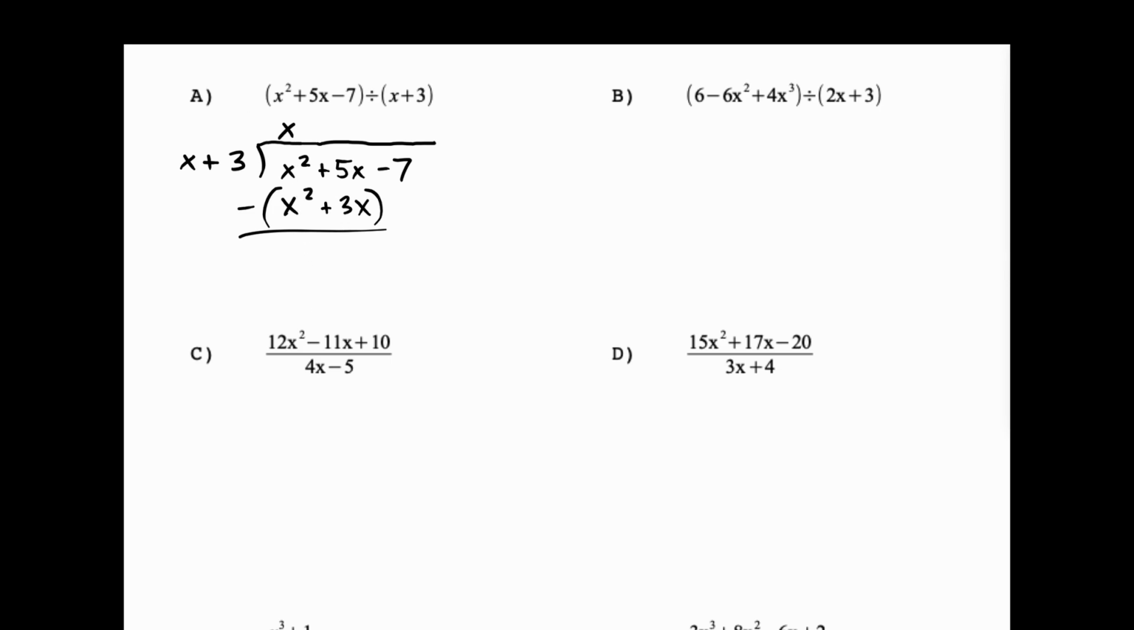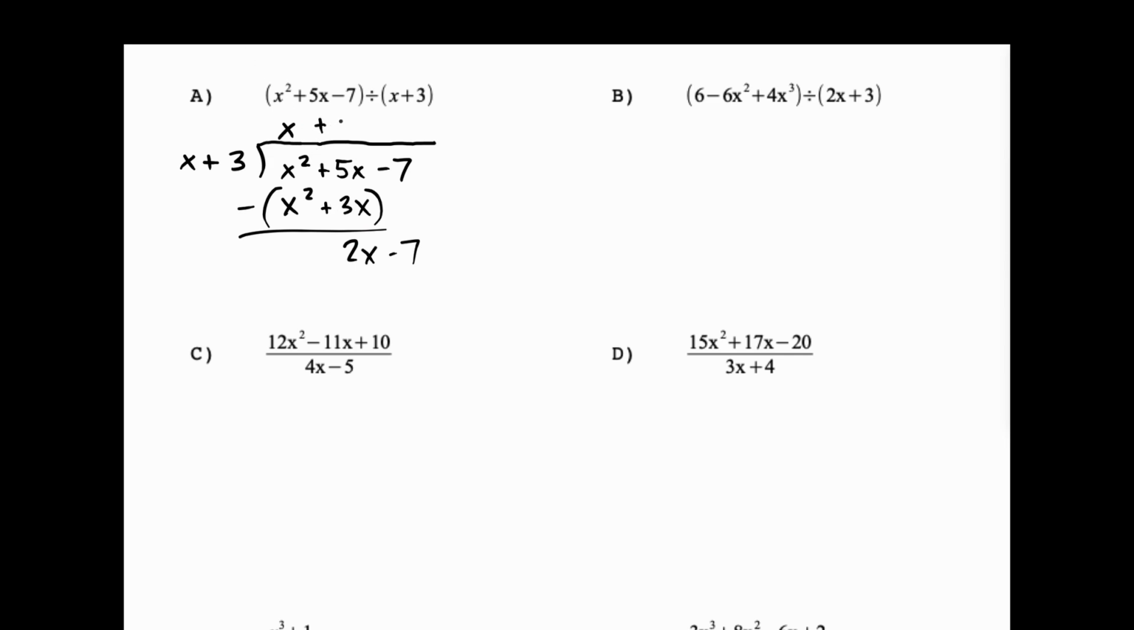X squared minus x squared cancels. Those go away. And then we'll have 5x minus 3x, which makes 2x. Then you bring down the minus 7. Now you just want to repeat the process and think, how can I multiply x plus 3 by something to get at least 2x? You want to focus on getting rid of this part first, so you don't really care about 7 at this time.